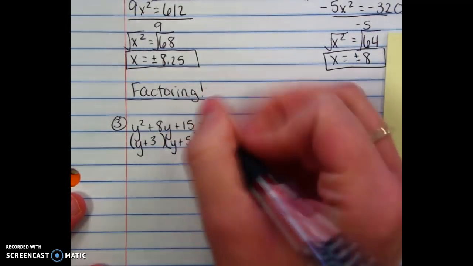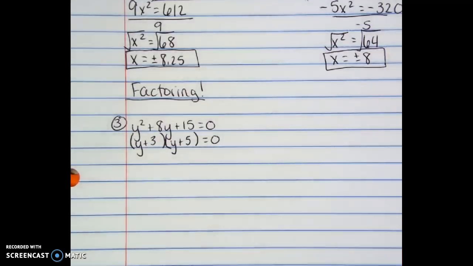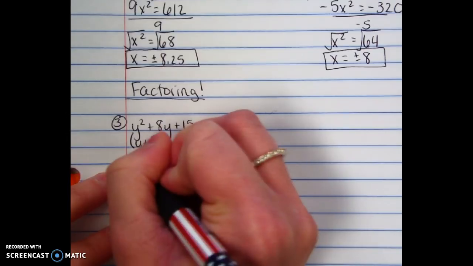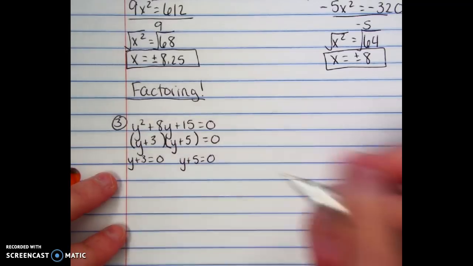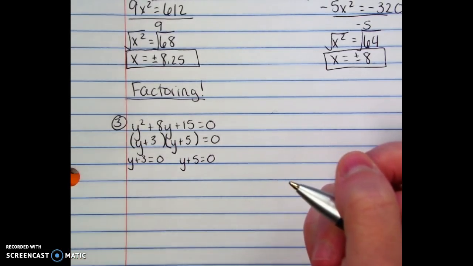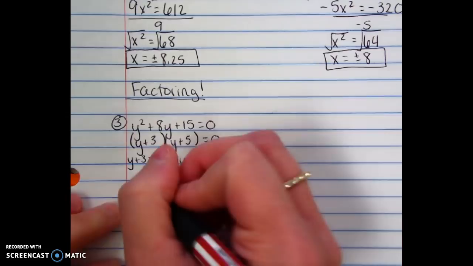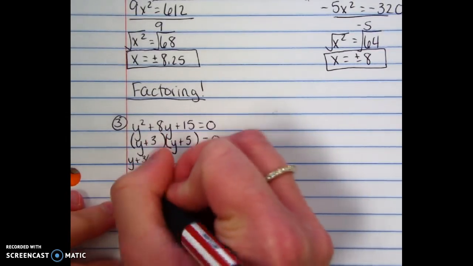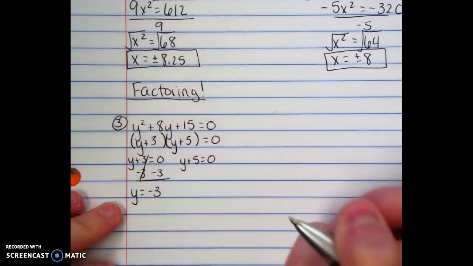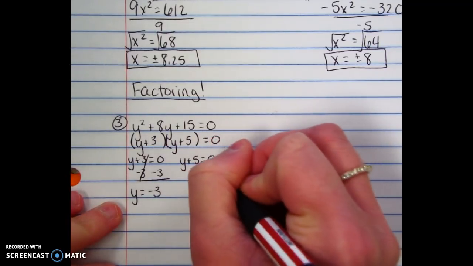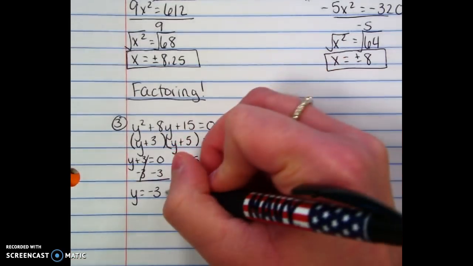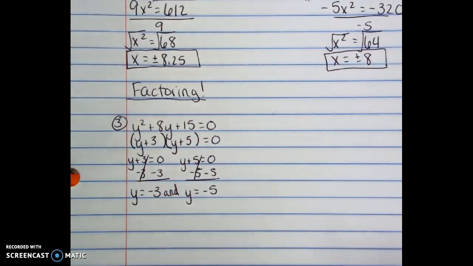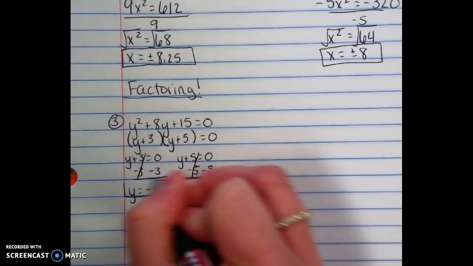Okay, now bring back the 0. Okay, now you're not done. You need to set each of those equal to 0. So y plus 3 equals 0, and y plus 5 equals 0. Then you solve, that's a one-step equation for each of them. So subtract 3. Y equals negative 3. And here you subtract 5. So y equals negative 5. Put "and" between it, because those are both of the answers, and then box your answer.